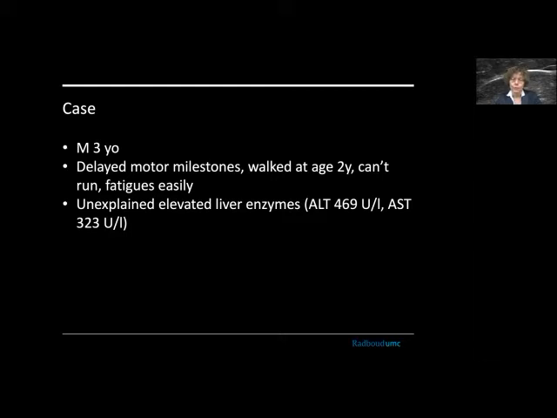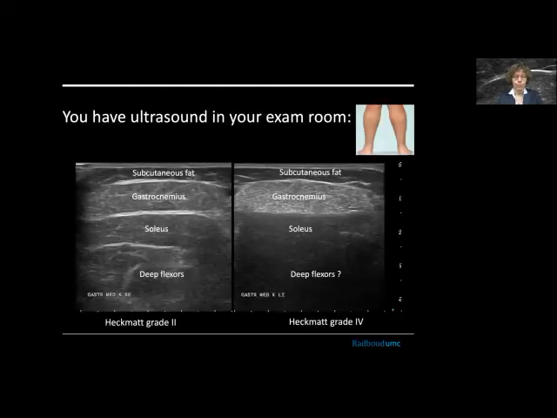The other thing the pediatricians had found was unexplained elevated liver enzymes, and they couldn't really tie those two pieces of information together. So we got him for a tertiary referral. Well, you have this ultrasound machine in your exam room, and you take a look at the calves. Here you see the anatomy of the image: the subcutaneous fat, the gastroc, the soleus, the deep flexor layers.